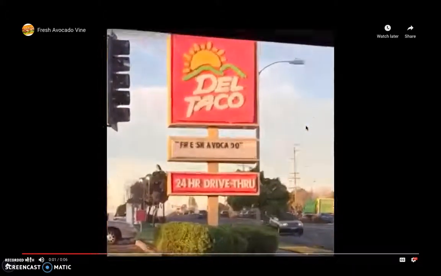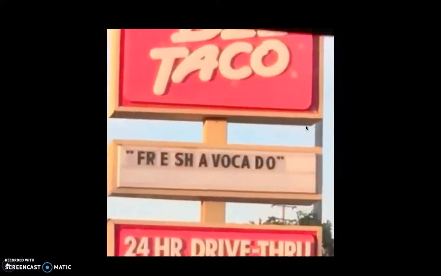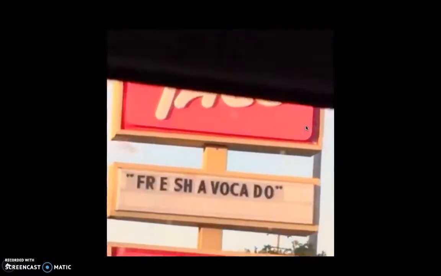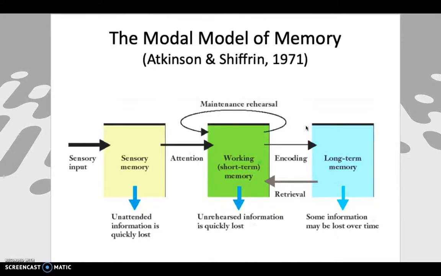Get to Del Taco. They got a new thing called free shavacadoo. Free shavacadoo.